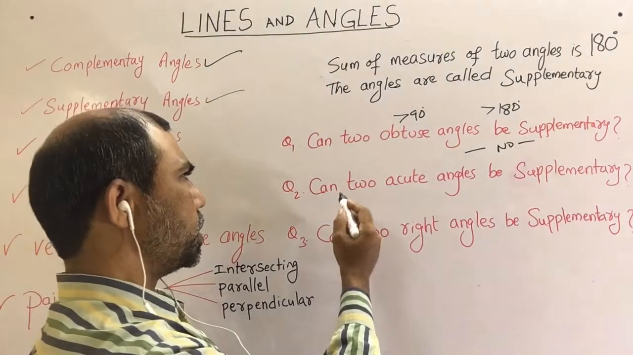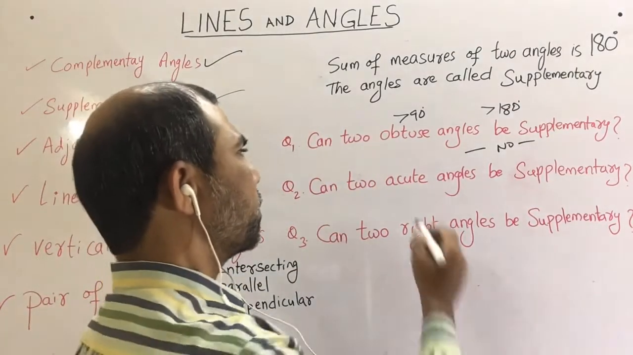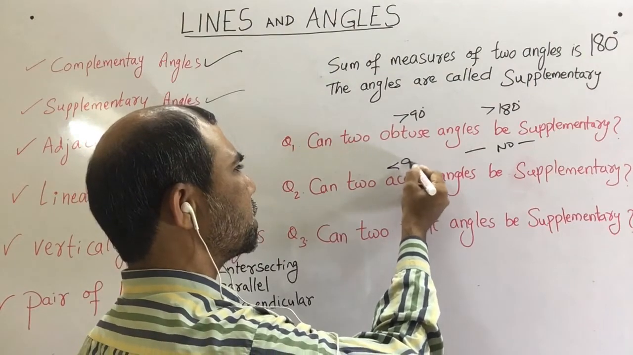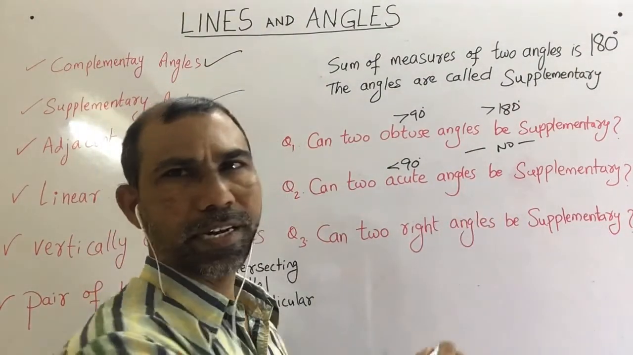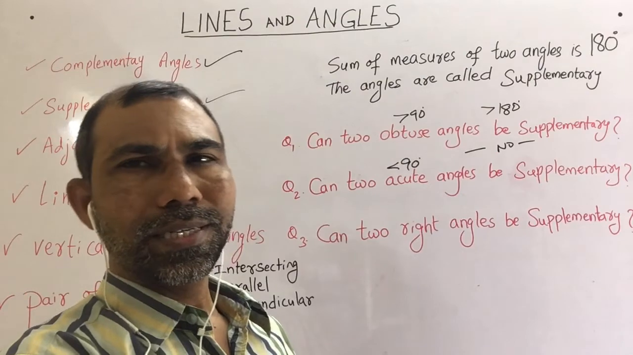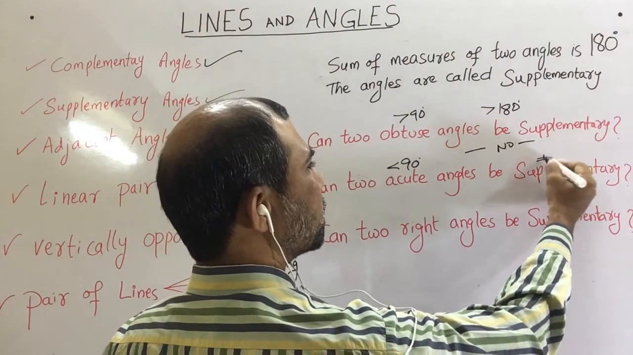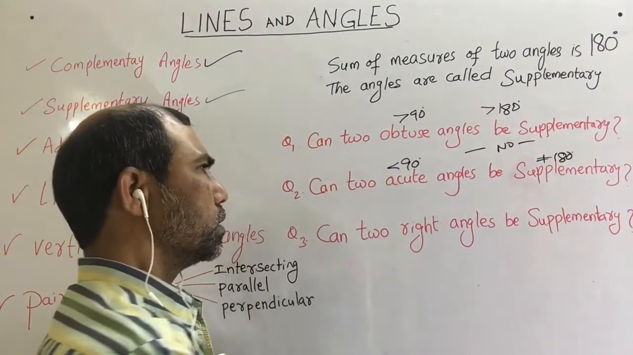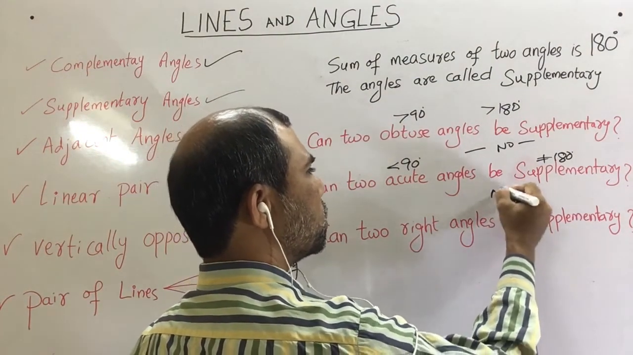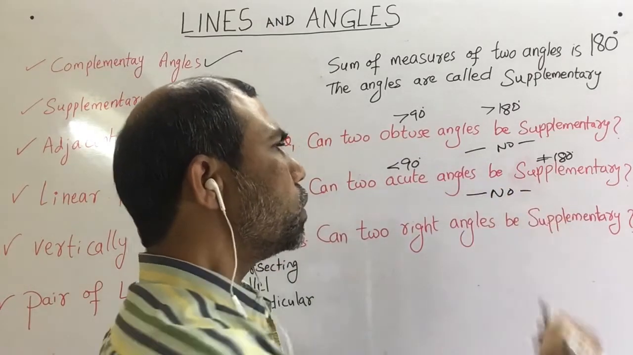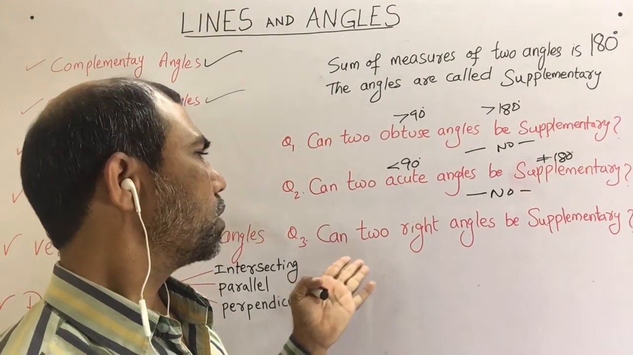Similarly, if you see the second question, can two acute angles be supplementary? Let us check the meaning of acute angles. Acute angle is an angle which is less than 90 degrees. When you add the two angles with less than 90 degrees measure, you will be getting always less than 180 degrees. That means you will not get 180 degrees. That means here also the two acute angles will not be supplementary angles. So, the answer will be no for this question. Same way, you can check the third question.